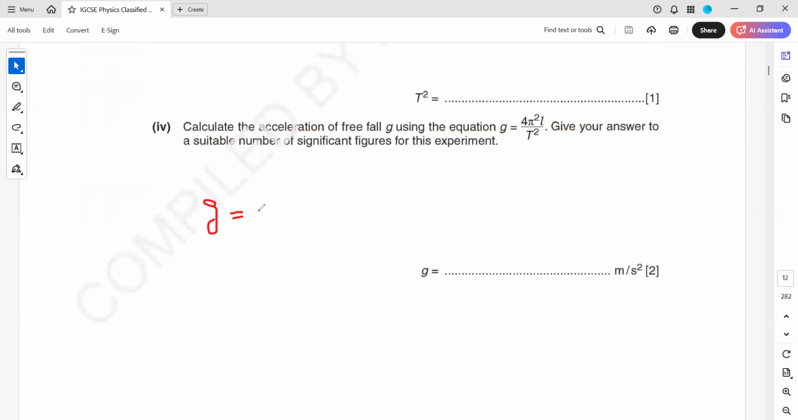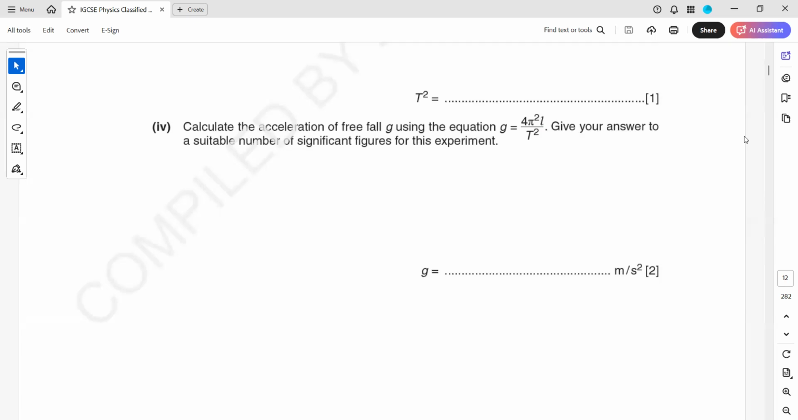Look, the formula is g equals 4 pi squared L over T squared. That is the formula. 4 and pi are constants. What you are measuring is a length and a time period squared. So these are the two things in which you can make a mistake. There might be a mistake in the measurement of the length, or in the measurement of the time period. So you can just mention inaccuracy in measurement of the length or time. Then how can you improve that?